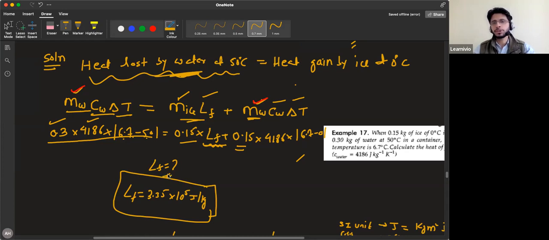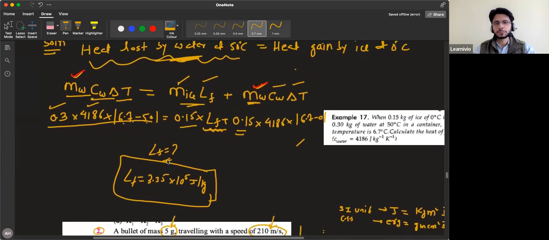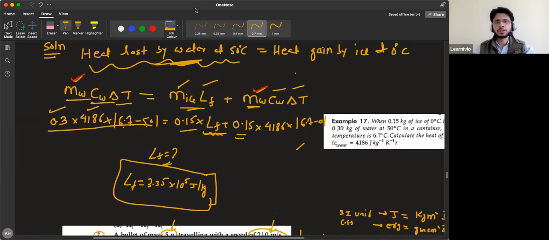So the order of magnitude is 10 raised to the power 5. Oneeb, is it clear? Yes.